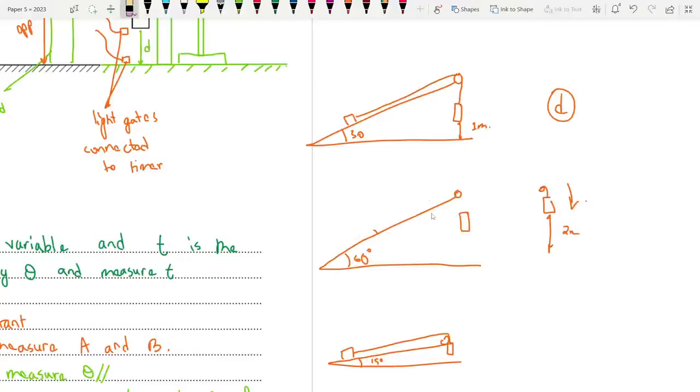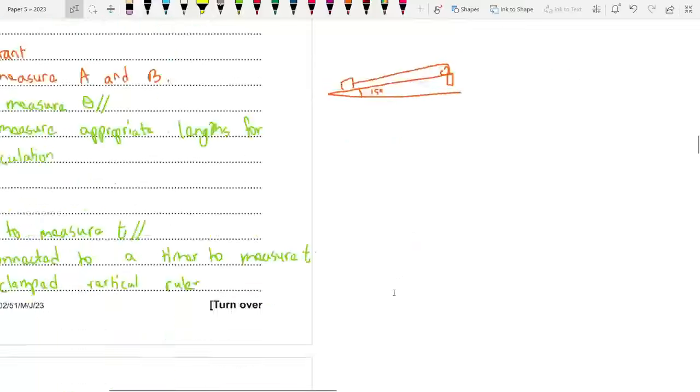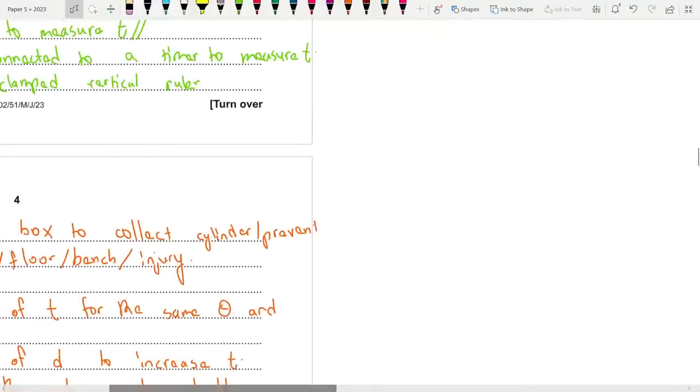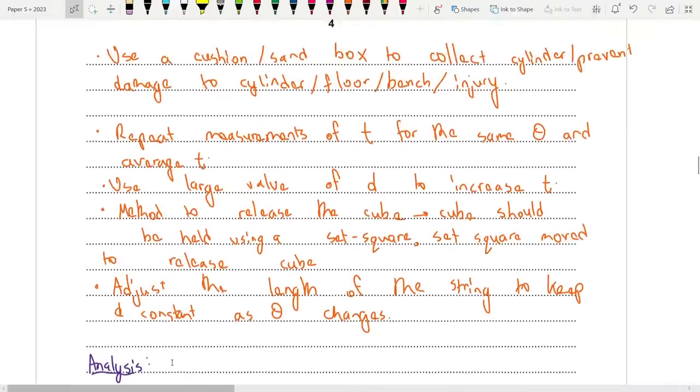Mainly by doing this, we are going to adjust the position of the cube. We're going to move it further up over here so that this distance always remains 1 meter. That's what this last point means. Adjust the position of the cube to change the length of the string, to keep d constant as theta changes. Very important point, but rather obscure. It's hard to think of this in the exam hall.